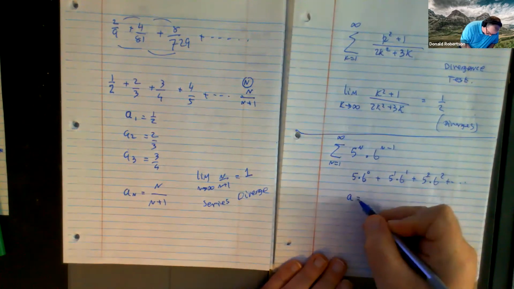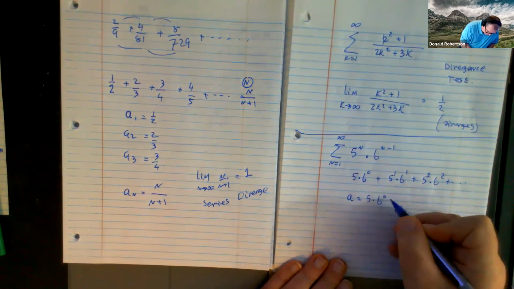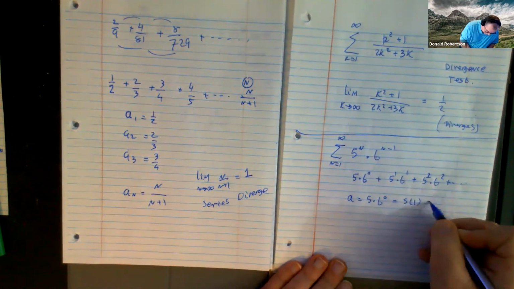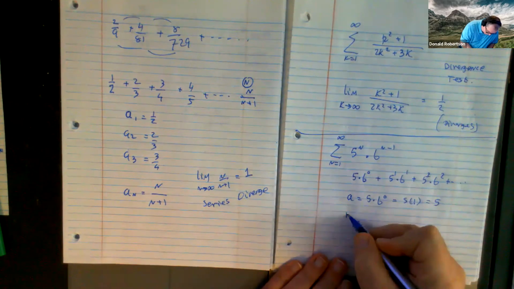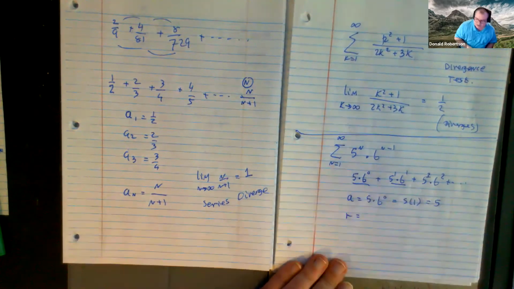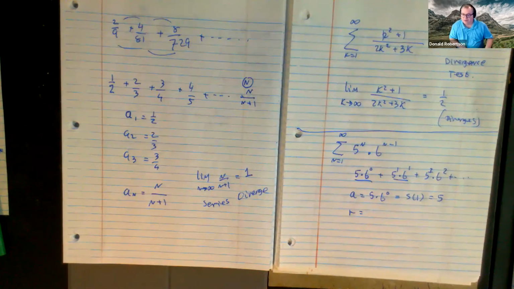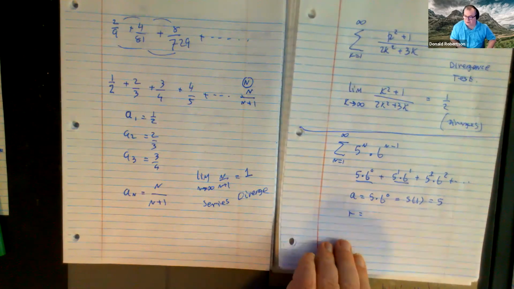And A is the first term. Well, 6 to the 0 is 1, so the first term is 5. And the common ratio would be that guy divided by that guy. And you'd be able to tell, hopefully you can tell, that that actually diverges.